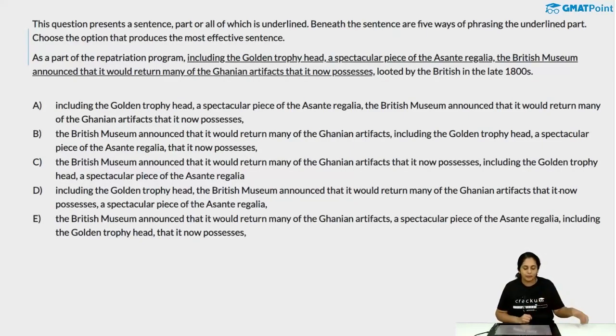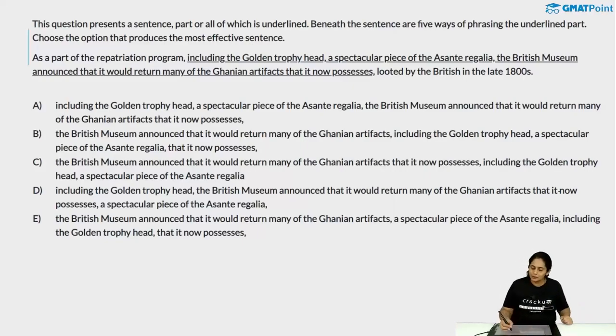As a part of the repatriation program, including the golden trophy head, a spectacular piece of the Asante regalia, the British Museum announced that it would return many of the Ghanaian artifacts that it now possesses, looted by the British in the late 1800s. Now it is all of a jumble at the moment, so it makes no sense. But essentially what has happened is the British Museum has announced that it is going to return many Ghanaian artifacts, including the golden trophy head, which is a spectacular piece of the Asante regalia.